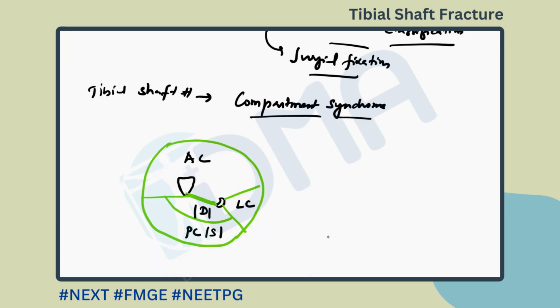Okay, in the morning I told you 5 things to remember about compartment syndrome: pain on passive stretch, pallor, pulselessness, paresthesia, and paralysis. So these are the things you should remember when you have compartment syndrome. Are you clear in this? So in a tibial shaft fracture, there are more chances for compartment syndrome.